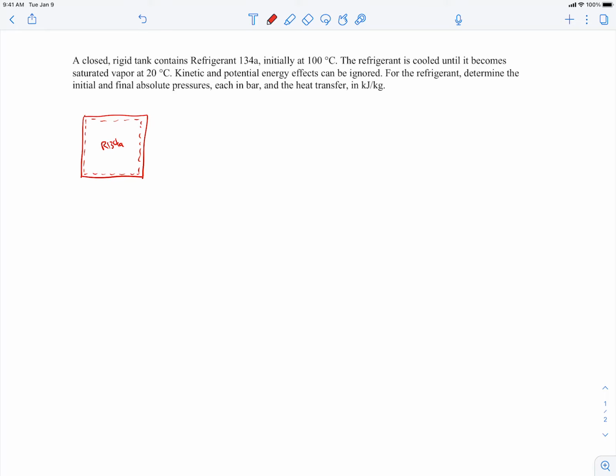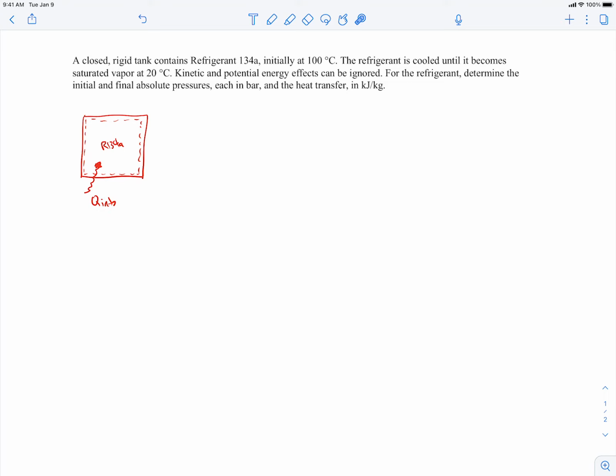And the refrigerant is cooled until it becomes a saturated vapor at 20 degrees C. So there's going to be some heat transfer. I'll just draw it as Q into here. But since it's being cooled, we expect the energy to be leaving. So I expect my Q to be negative.